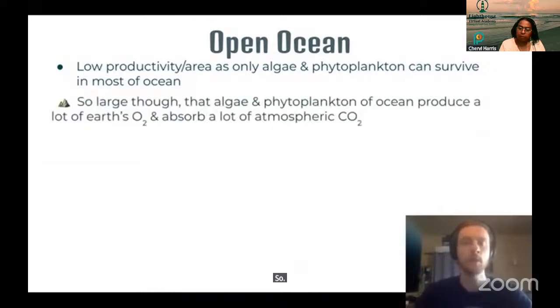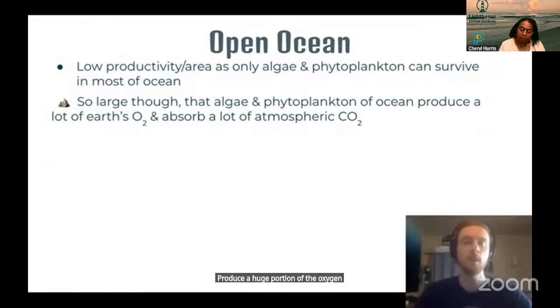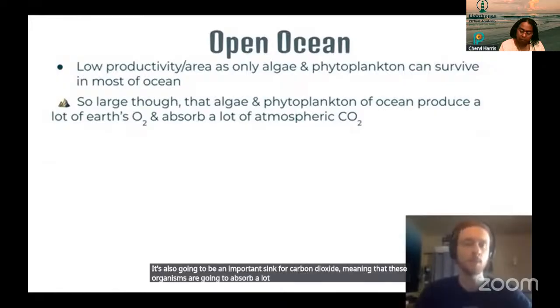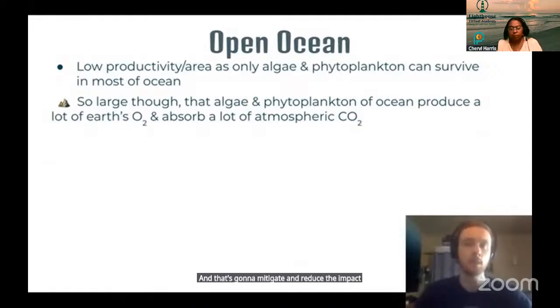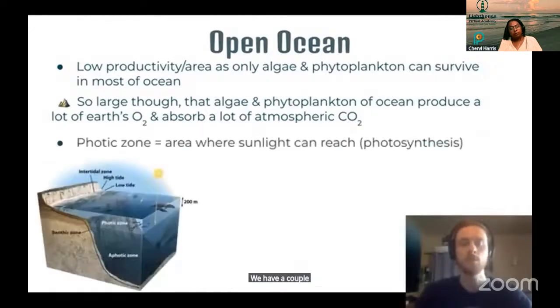So although it has very low productivity per unit of area, it's such a large biome and it covers so much of the earth that all of the algae and phytoplankton that live in the ocean produce a huge portion of the oxygen that we need on Earth in order to survive. It's also going to be an important sink for carbon dioxide, meaning that these organisms are going to absorb a lot of carbon dioxide out of the atmosphere, and that's going to mitigate and reduce the impacts of global warming because it takes carbon dioxide out of the atmosphere. We have a couple zones we should know in the ocean.